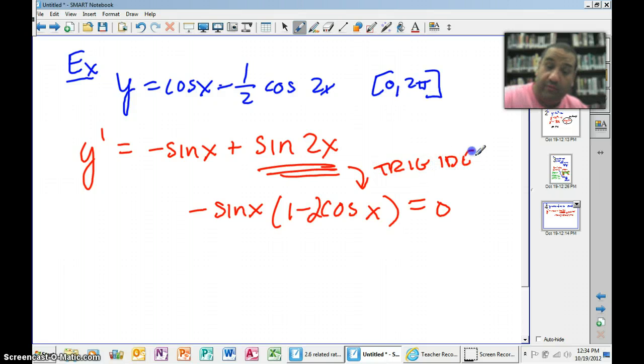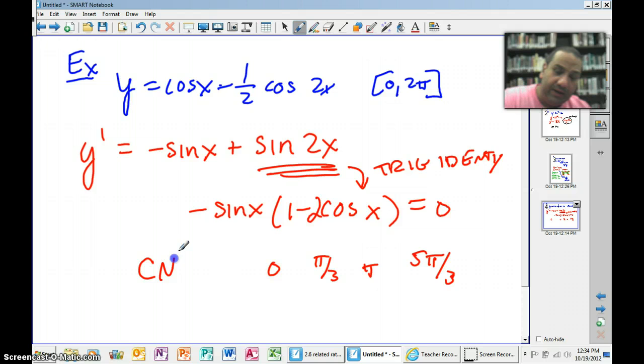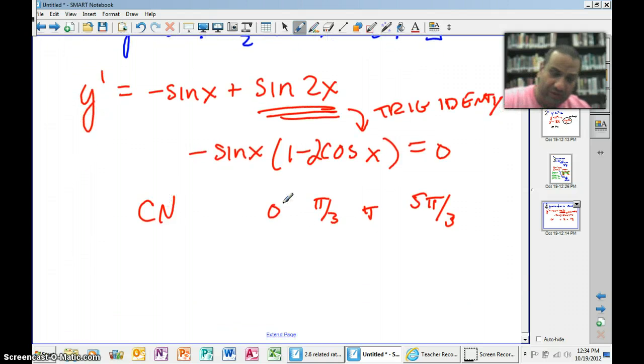They're going to start making their ways into our lives. All right, a trig identity. And now we realize that we have a few of them. We have 0, pi over 3, pi, and 5 pi over 3. These are all possible critical numbers. But I want to go to the POI. You've done this before. You can finish this one if you want.